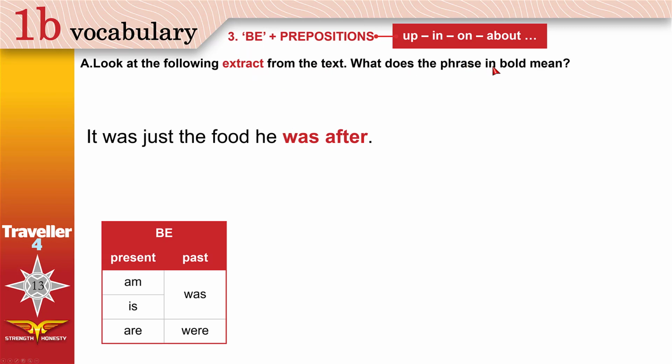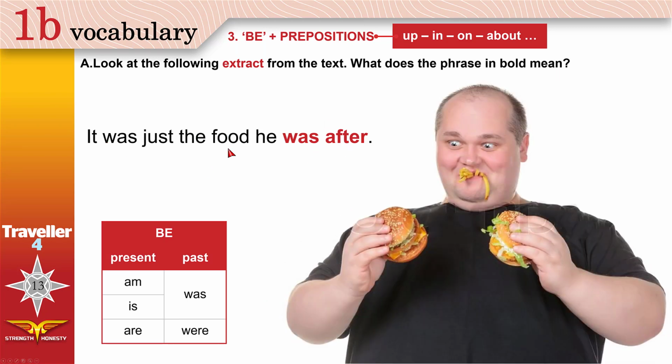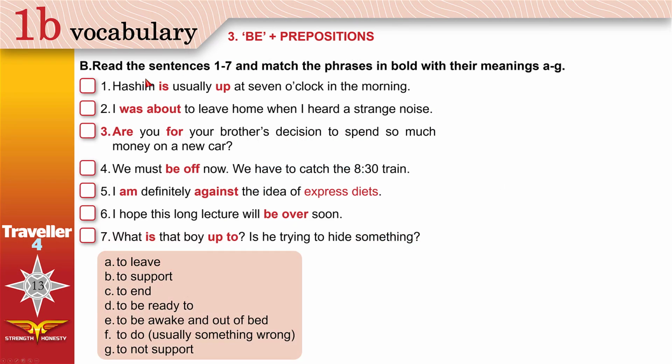What does the phrase in bold mean? This man was after food. He was after food. What does that mean? It means he only wanted food. He was only trying to get to food. This is what he wanted. He wasn't after money. He wasn't after jewelry. He didn't want any of that. He wanted food. Now read the sentences 1 to 7 and match the phrases in bold with their meanings A to G.